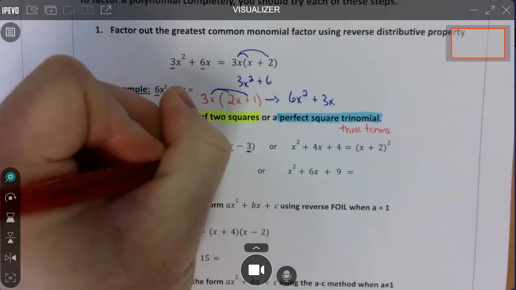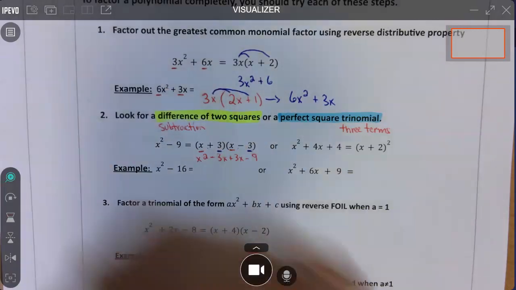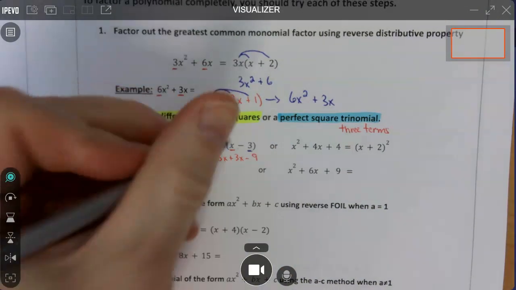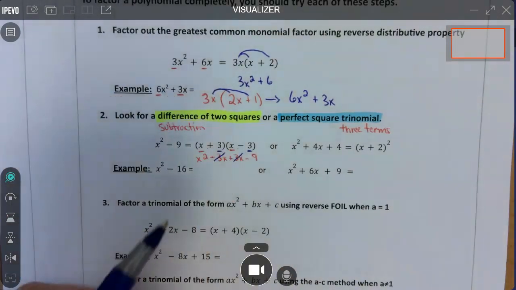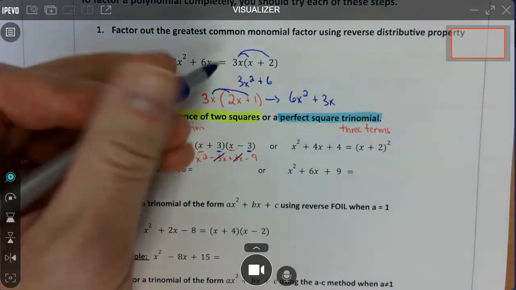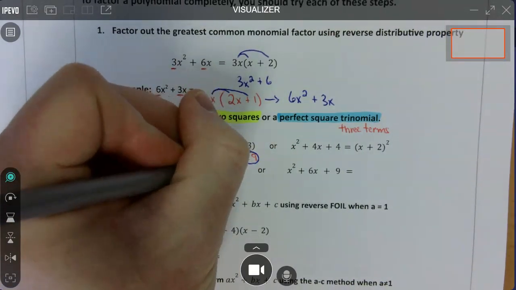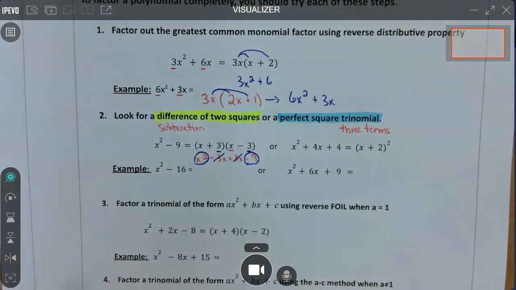If you did the entire FOILing process, if you did all of that, remember that the two middle terms actually cancel each other out. And there's your x squared, and there's your minus 9. So again, it gets us right back to where we started, so we know we're doing it right.